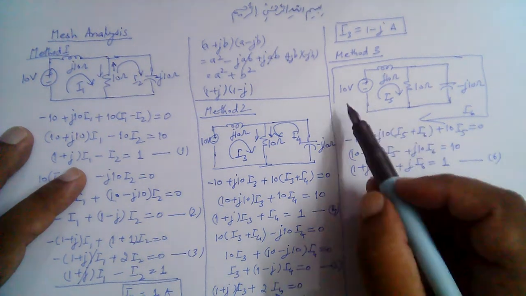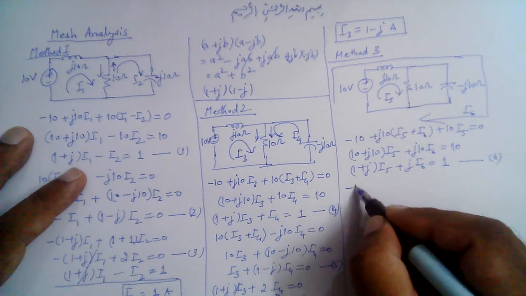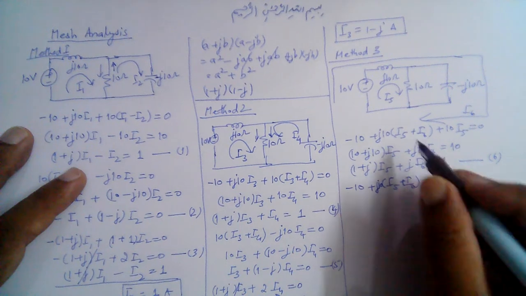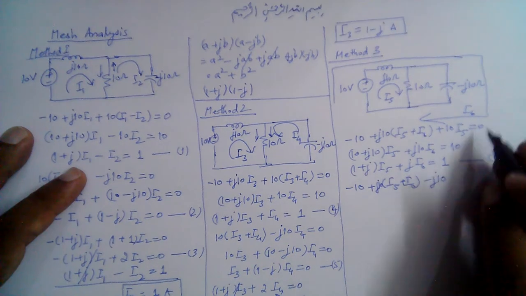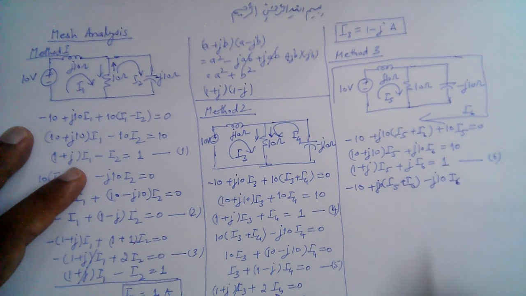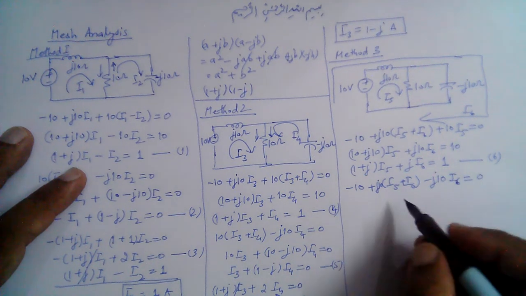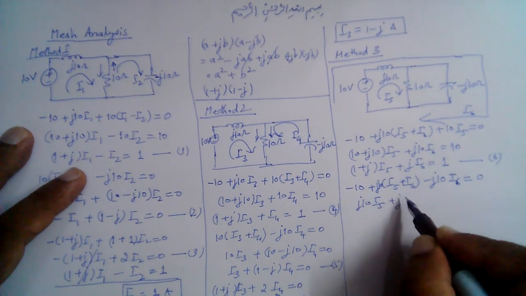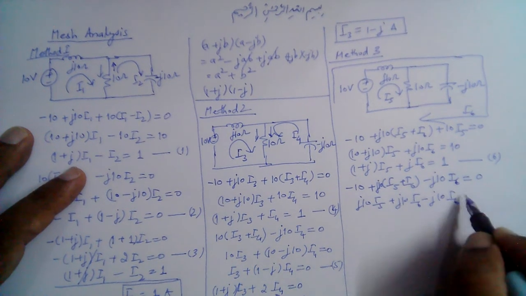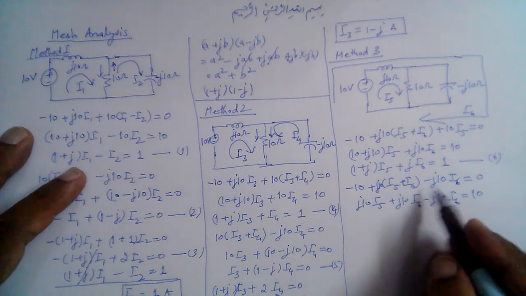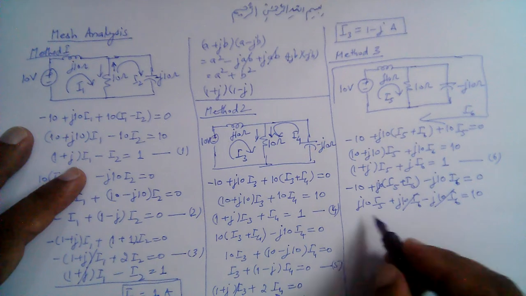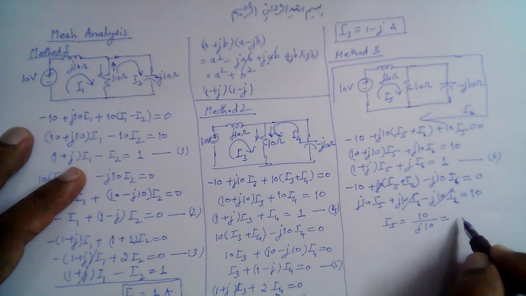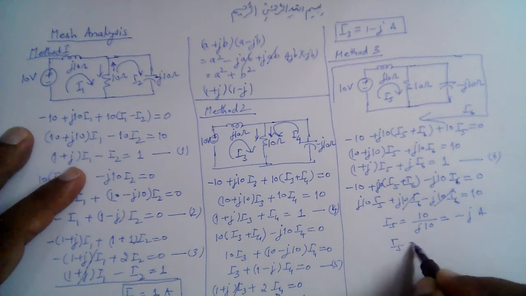So let's now write the equation for the outer loop, the current I6. That is again minus 10 plus J10 into I5 plus I6, and minus J10 I6 is equal to 0. So that will be J10 I5 plus J10 I6 minus J10 I6 is equal to the constant term 10. So this J10 I6 cancels with this J10 I6, and we have I5 is equal to 10 over J10, that is minus J ampere. So I5 is minus J ampere.